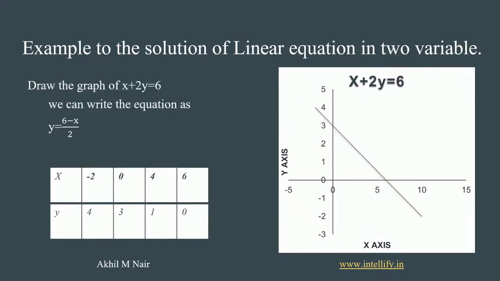Next example, x plus 2y is equal to 6. Similarly, we subtract x from both sides and divide by 2. Using the algebraic method we will find various points, the coordinates x and y values. For x as minus 2 we will get 4, for 0 we will get 3, for 4 we will get 1, and for 6 we will get 0, and we will plot them on the graph, and we can find the rest of the solutions also from here.